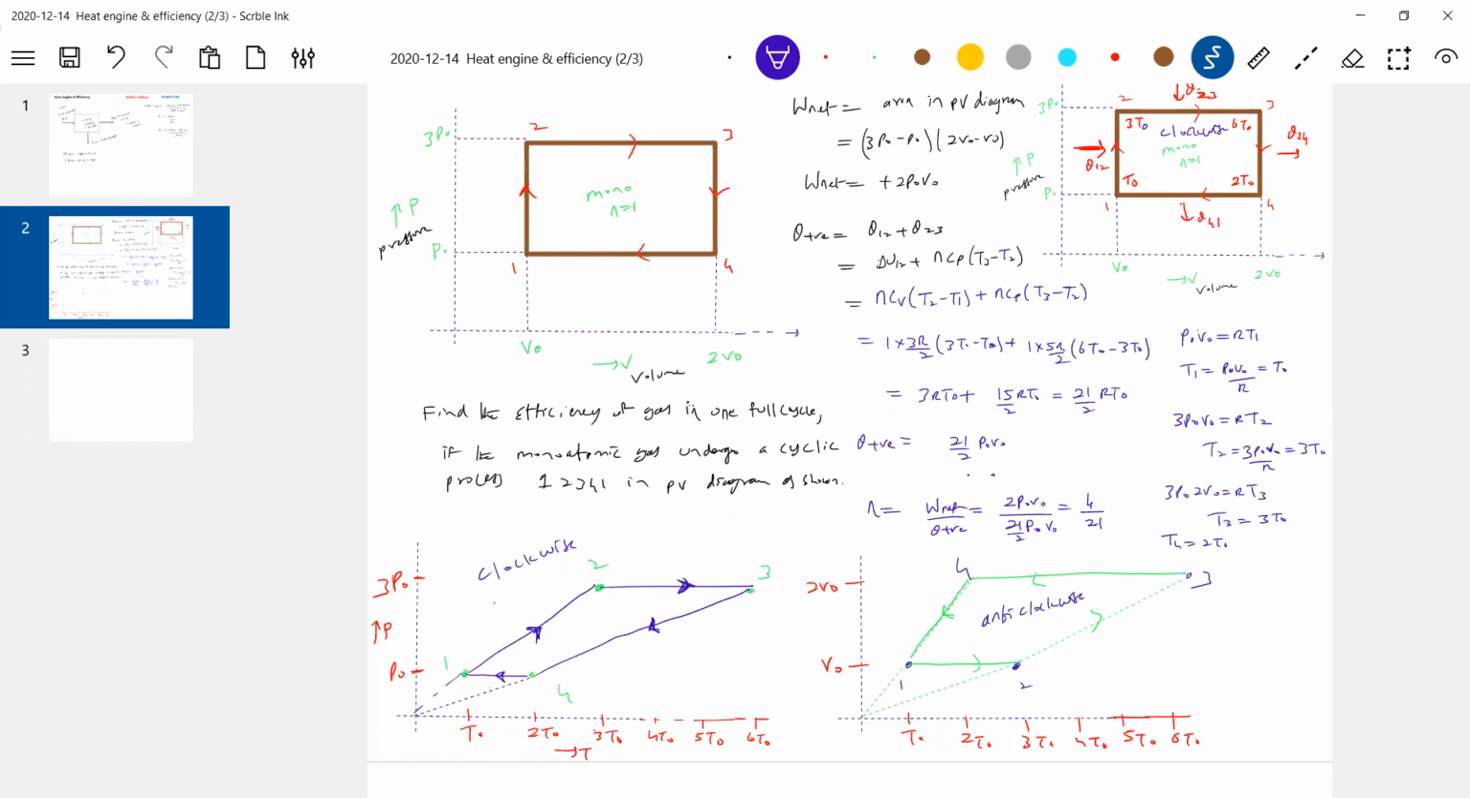PV graph, clockwise cyclic process, work done positive. Please notice: in a PV graph, clockwise cyclic process, work done positive. PT graph, clockwise cyclic process, work done positive. In a VT graph, volume versus temperature, counterclockwise cyclic process, then what we get? Work done will be negative. Able to notice this difference? Very important. It's going to help us a lot.